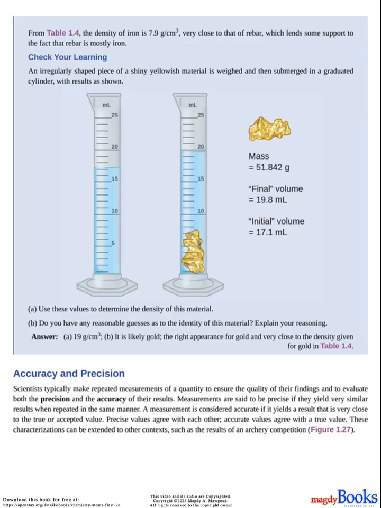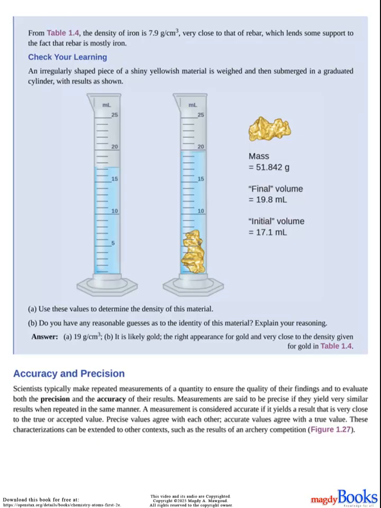Check your learning. An irregularly shaped piece of a shiny yellowish material is weighed and then submerged in a graduated cylinder, with results as shown. Figure. Mass equals 51.842 gram. Final volume equals 19.8 milliliter. Initial volume equals 17.1 milliliter. A. Use these values to determine the density of this material. B. Do you have any reasonable guesses as to the identity of this material?